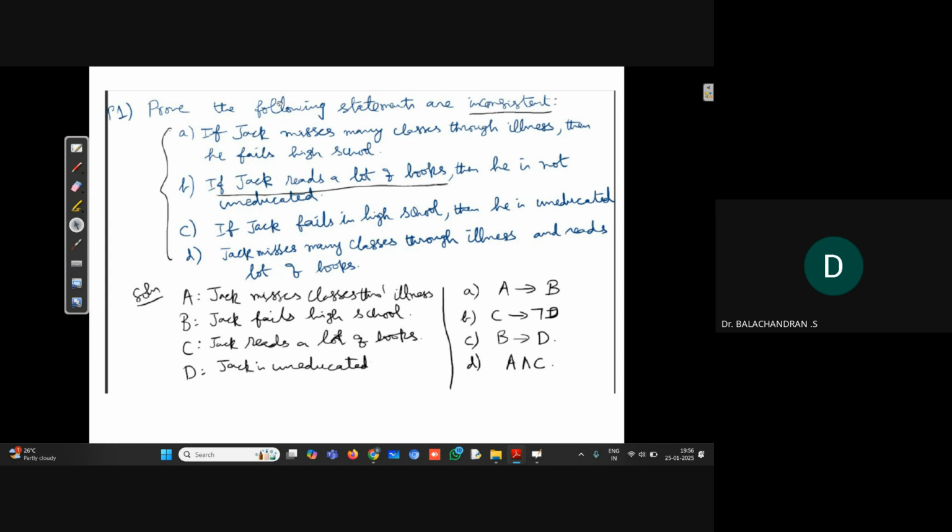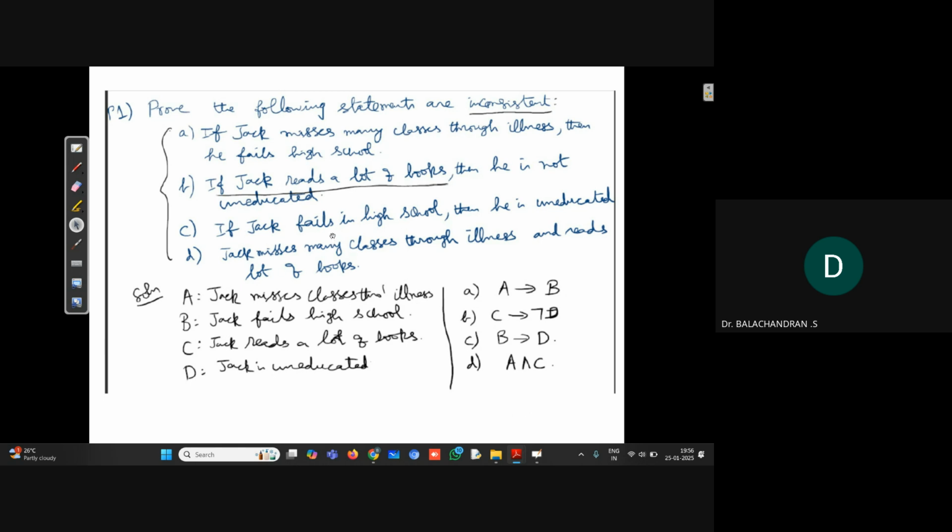So A: Jack misses many classes through illness. Then B: Jack fails in high school. And Jack reads a lot of books is what? C. And D: Jack is uneducated. So you should write the premises. A implies B, C implies negation D, B implies D, and then the last one is what? This is A.